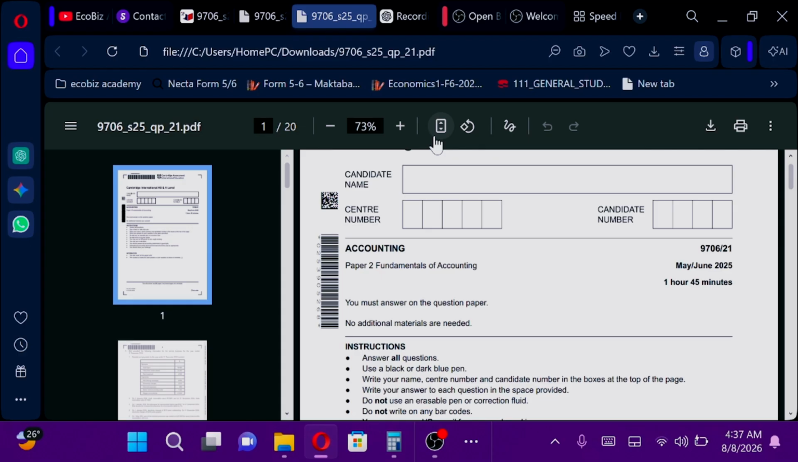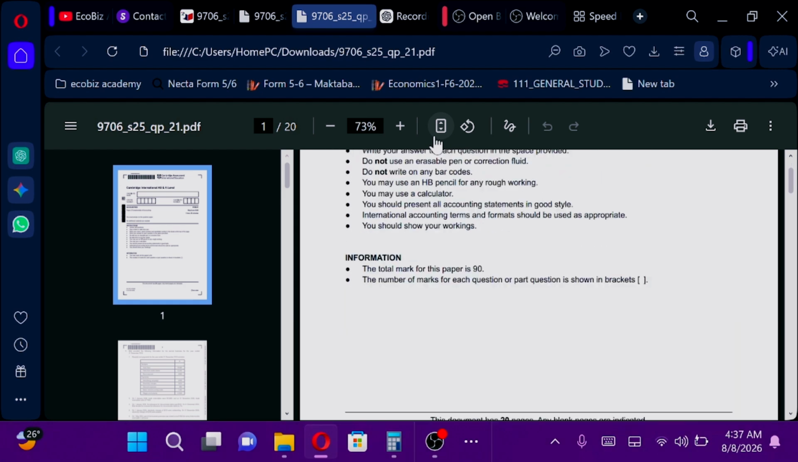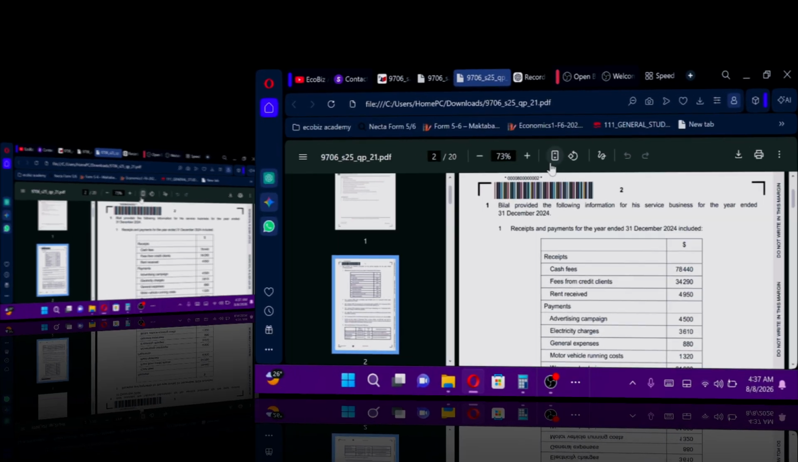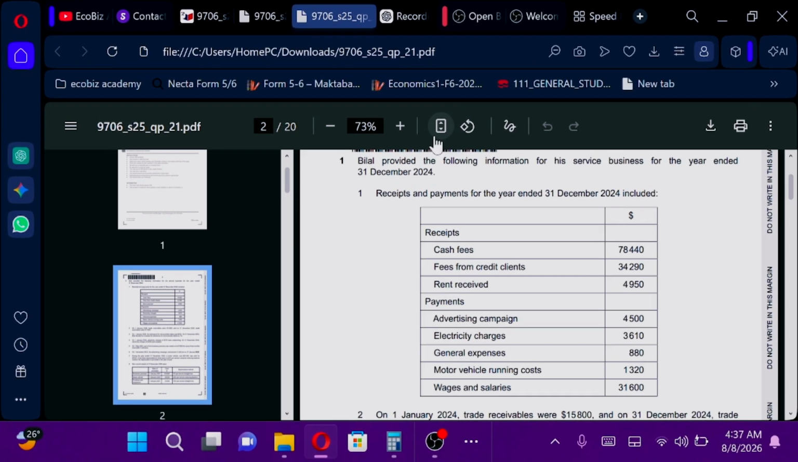So we have 9706/21 May/June 2025. This paper is 1 hour 45 minutes. So let's get started. Question number 1 says, Bilal provided the following information for his service business for the year ended 31st of December 2024.